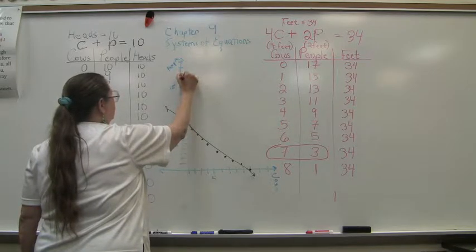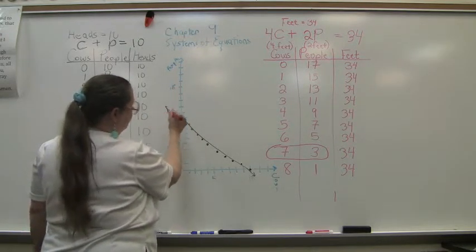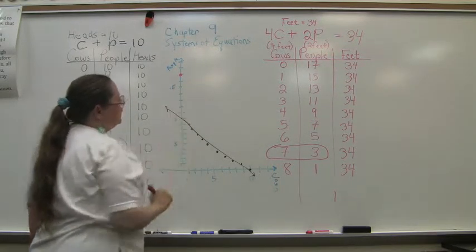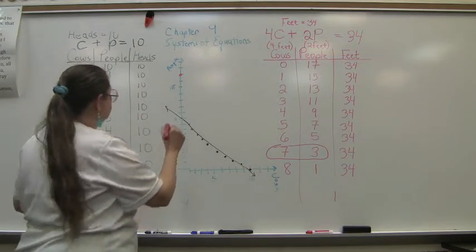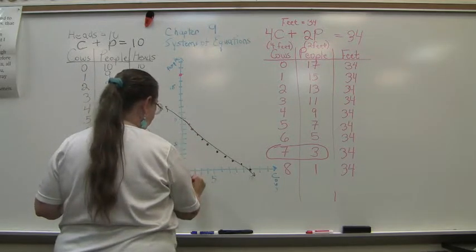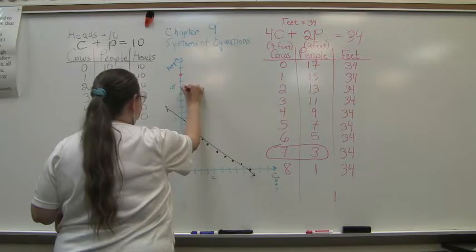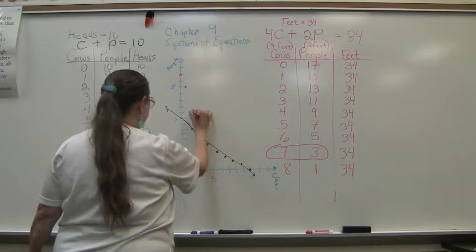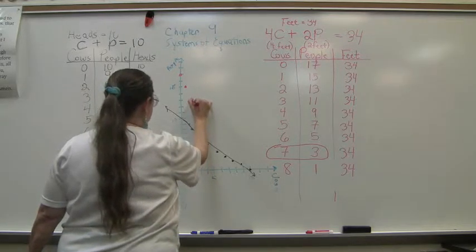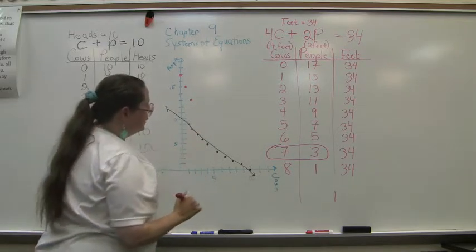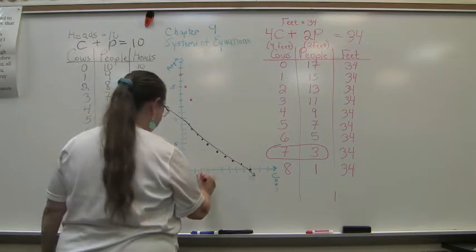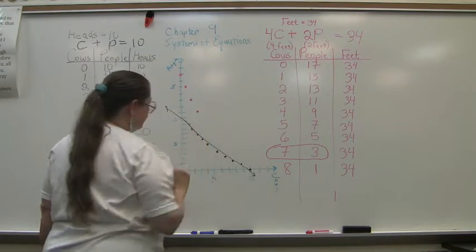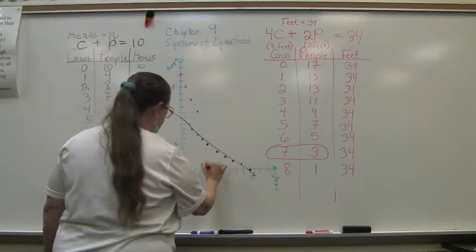So 17 people. Okay, and then we have 1 cow and 15 people. Right, and then 2 cows and 13 people. Let's see, 3 cows and 11 people. 4 cows and 9 people.